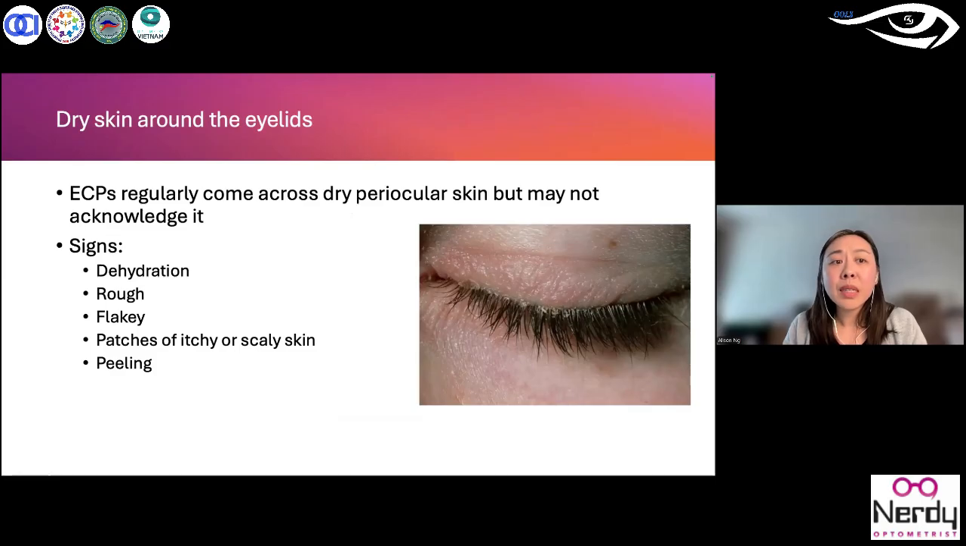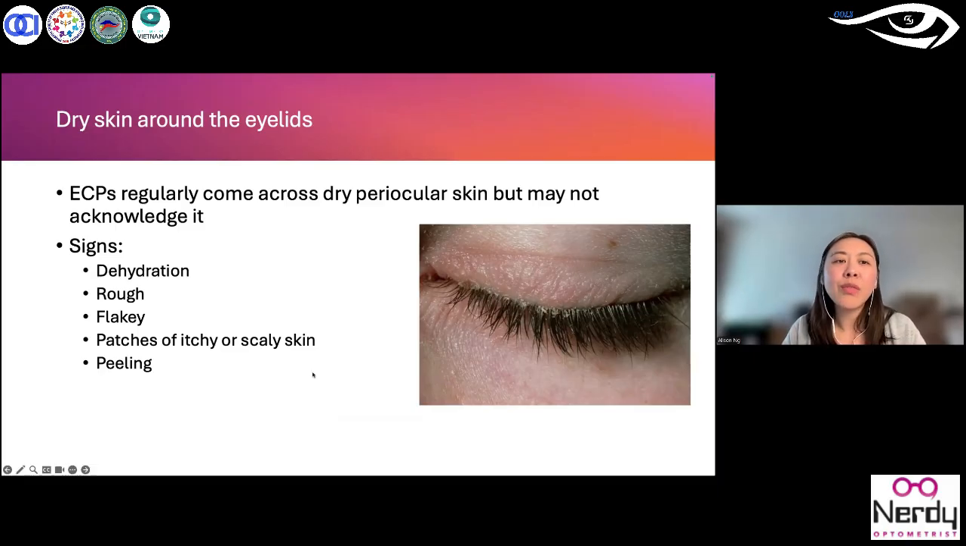If we think about dry skin around the eyelids, I know we all as clinicians see it quite regularly, but we don't always know how to describe it or how to acknowledge it. And some of the key signs that you'll see are dehydration, rough skin, flaky skin, patches of itchy or scaly skin, and maybe even peeling in the skin area.